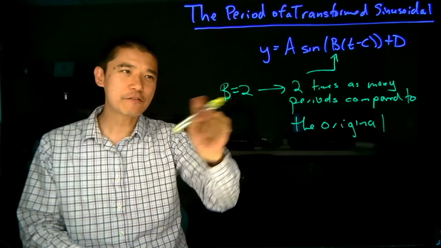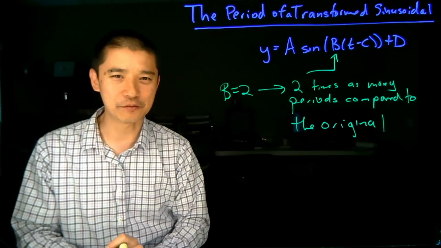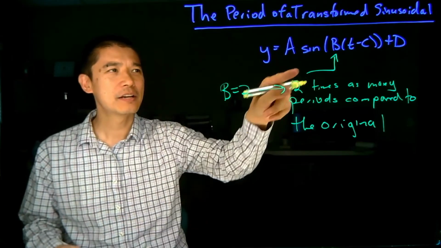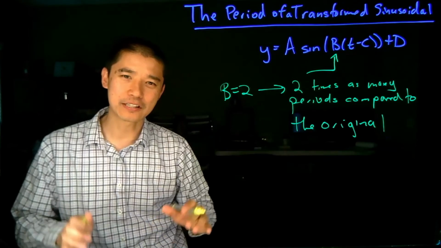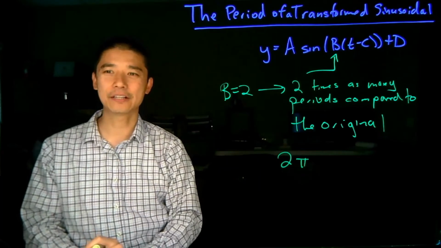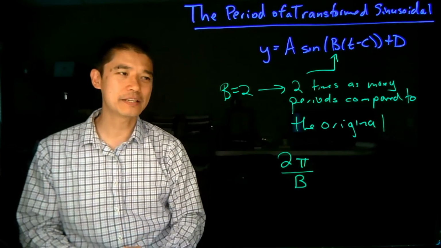And in fact, whatever this b value is, it's going to be that times as many periods that it needs to fit into that interval. So the question is, well, what is that interval? And what does that mean that the new period is? Well, the sine and cosine functions, they're periodic with period 2 pi. So this is our baseline period. The new period is going to be this thing divided by b.